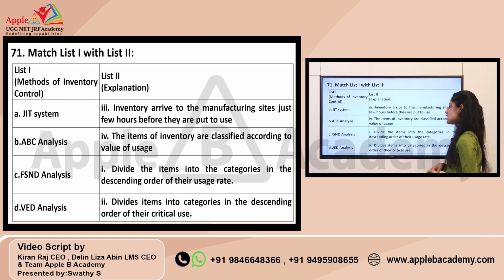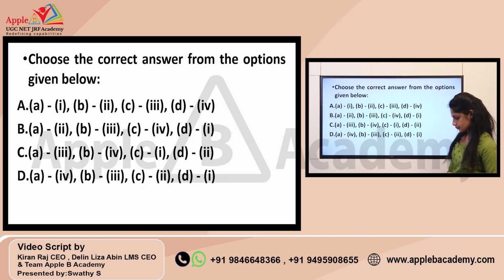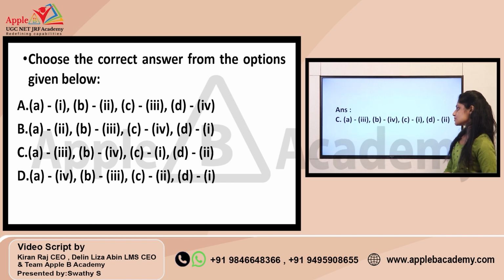Then FNSD analysis: divide the items into categories in descending order of their usage rate. So based on how we are using them, we are classifying. And finally, VED analysis divides the items into categories in descending order of their critical use. Okay. So A3, B4, C1 and D2. So the correct option is option C, A3, B4, C1 and D2.